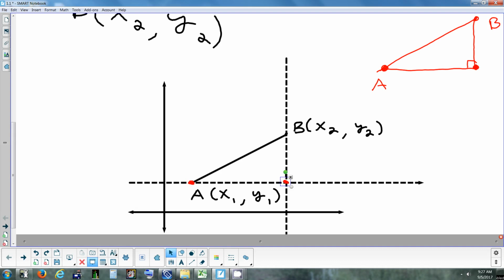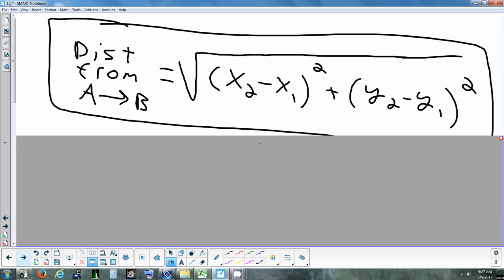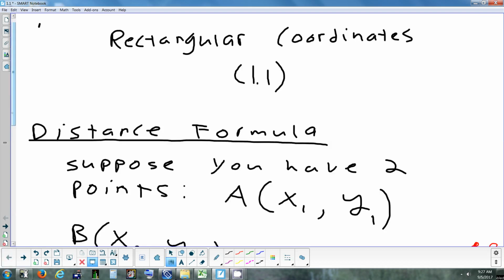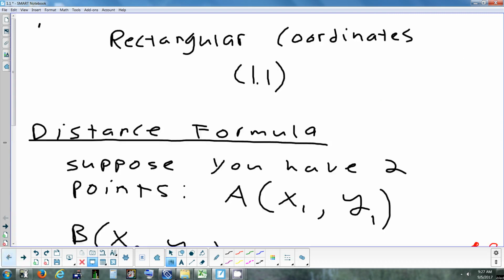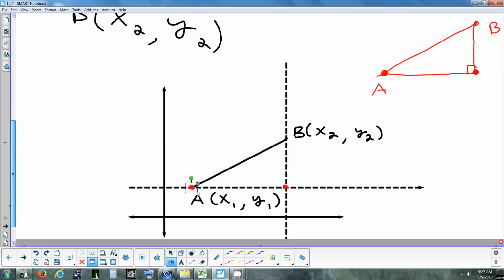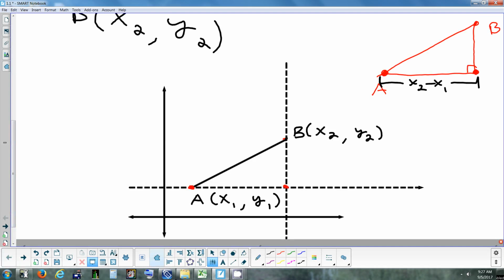So if I want to know how far apart those two red dots are, all I have to do is subtract their x values. You could do x2 minus x1 or x1 minus x2. It doesn't really matter. I'm going to do it the way I'm going to show you in the formula in a second, which is x2 minus x1. That's the distance from there to there.